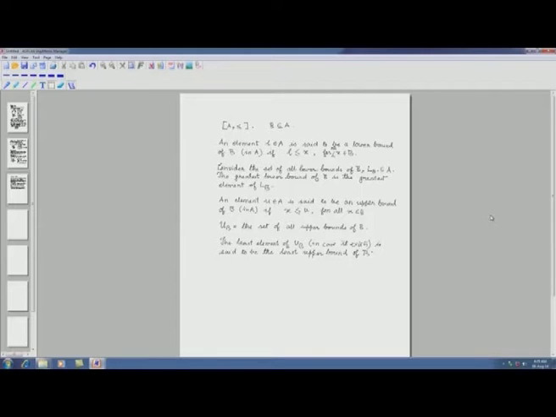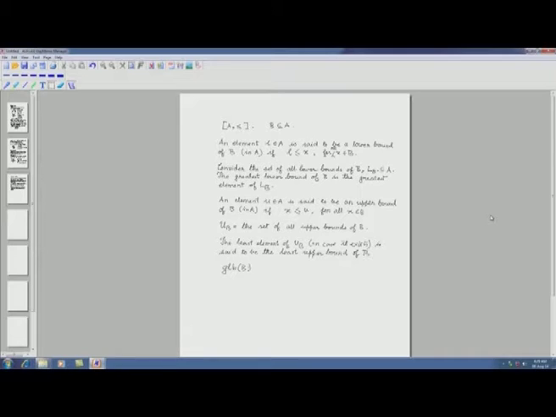Now, there are some short forms. We will be writing the greatest lower bound of B simply as GLB B, and the least upper bound of B will be written as LUB of B.